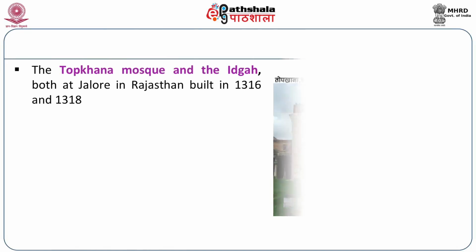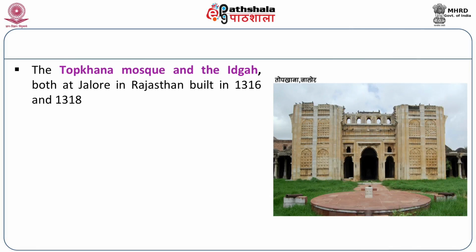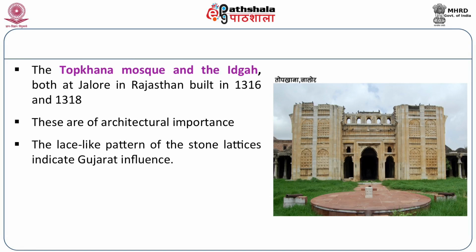Another mosque we should mention here, once again in Rajasthan, is the Topkhana Mosque and the Eidgah, which were built in 1316 and 1318 respectively. These are of quite some architectural importance. The lace-like pattern of the stone lattices indicates Gujarat influence. Actually, stone lattices were made by the masons of Gujarat very nicely. So it could be that the masons of Gujarat were brought to Rajasthan to build these lattices, or it could be that the lattices were built in Gujarat and then brought to Rajasthan to place in this Topkhana Mosque.